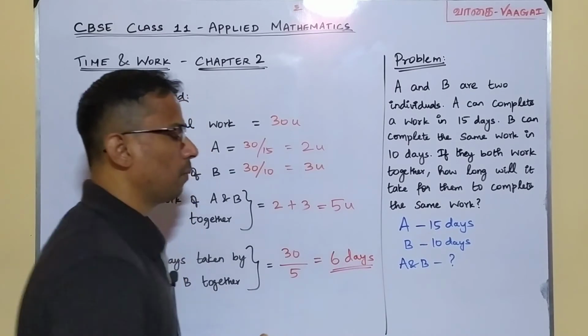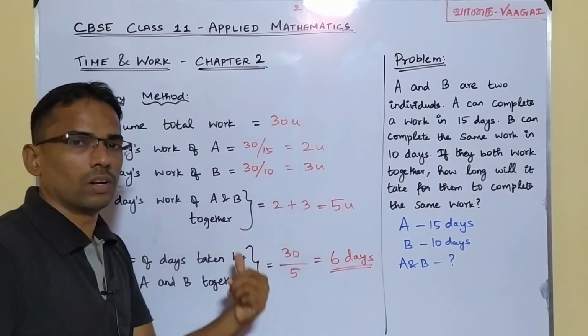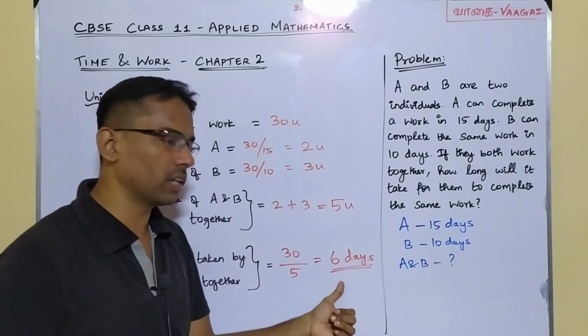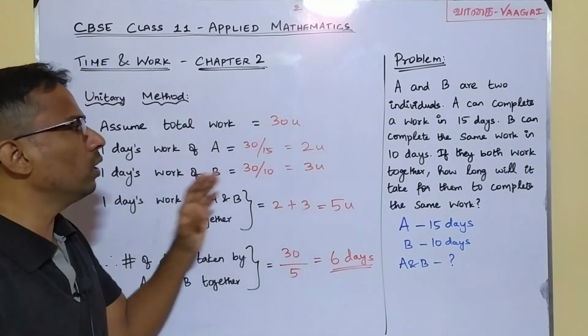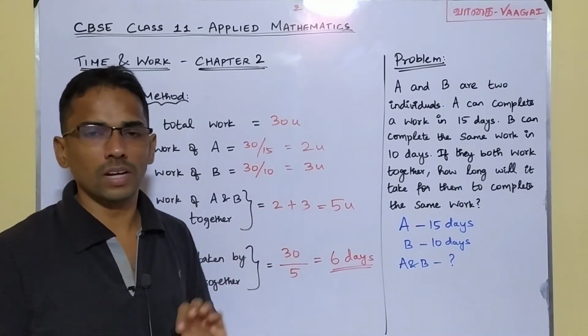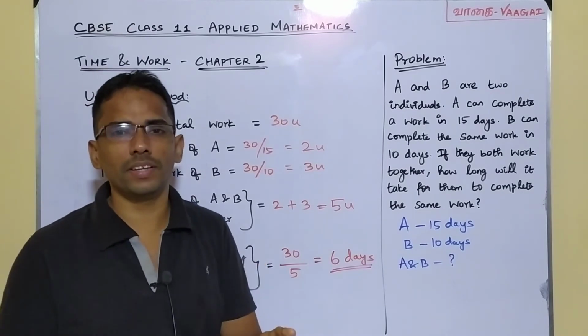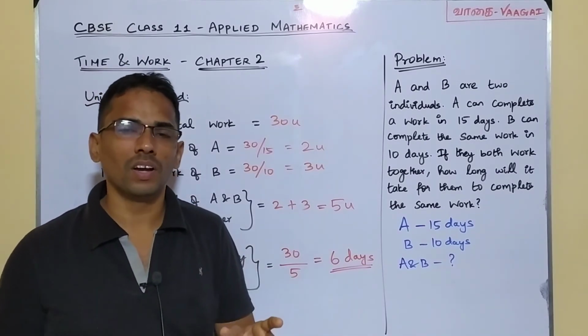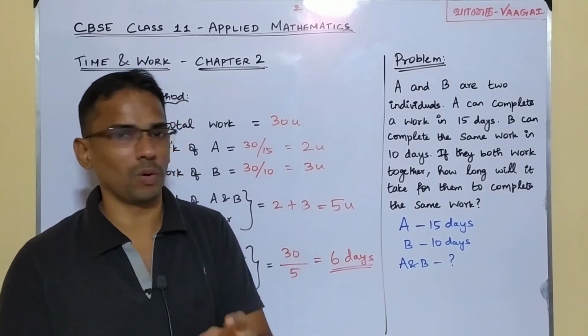So I hope you will be able to match this with the previous scenario. There we worked it out with the fraction method, and there also we got the same 6 days as our answer. Here we are working with the unitary method, and here again we are getting the same answer. Yes, being mathematics, in whatever method we work, our methods may vary, but our final answer will always be unique. It will be a correct answer.